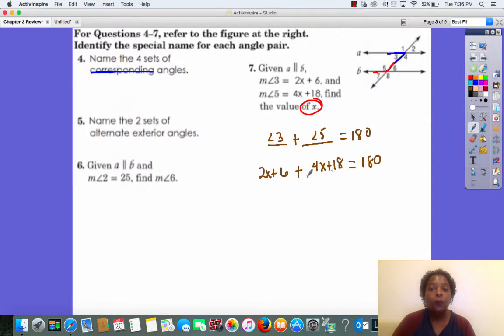Algebra 1, group like terms. So 2x plus 4x gives me 6x. 6 plus 18 gives me 24. Bring down my equals, 180. Algebra 1, I need to get this x by itself, so I'm going to subtract 24 from both sides of my equal sign. Whatever you do to one side, you do to the other side. Bring down what's left.